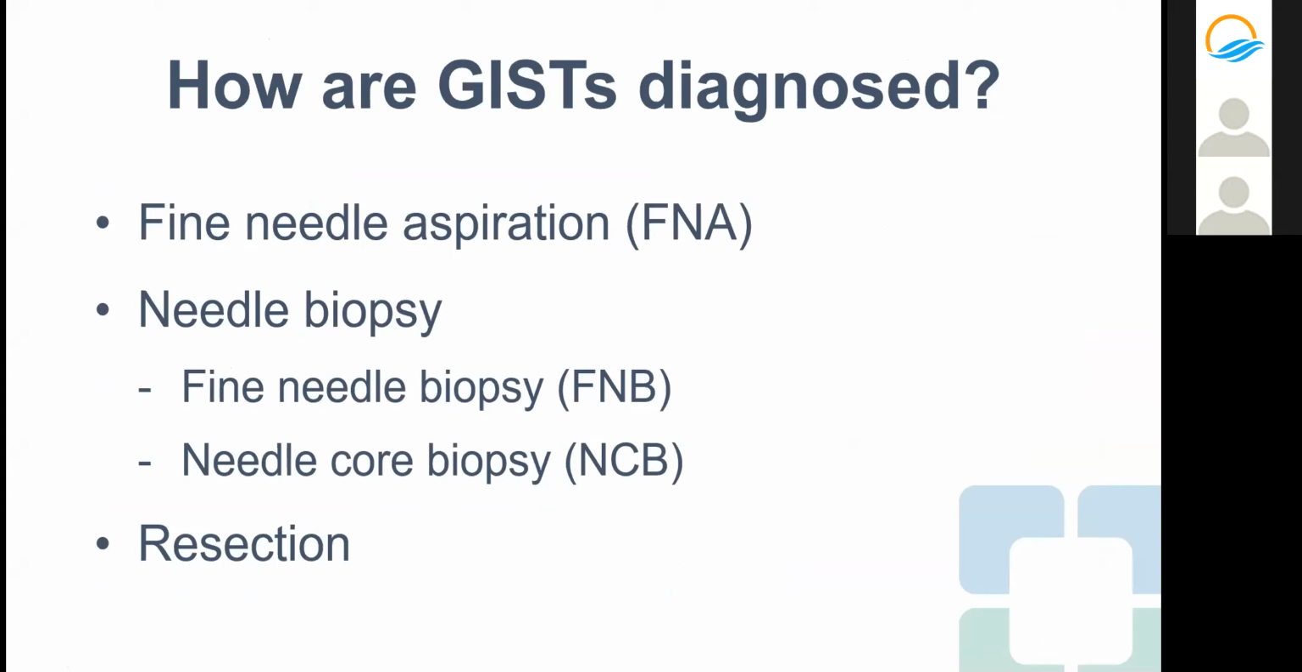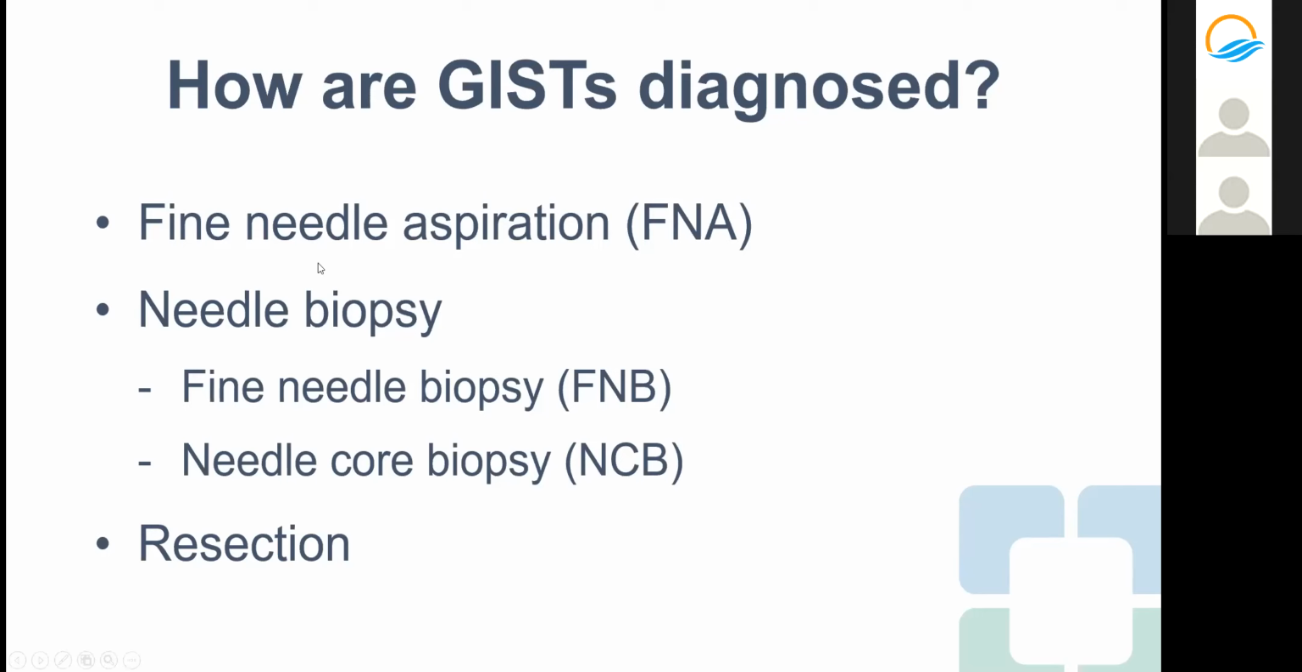Once a lesion is identified, either on imaging or endoscopy or physical examination, how do we then reach a diagnosis of GIST? Sampling of the tumor is the necessary first step in order for a pathologist to render a diagnosis. There are a few different ways your clinicians may suggest going about collecting tumor material for pathologic diagnosis.